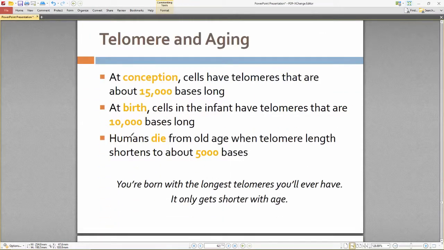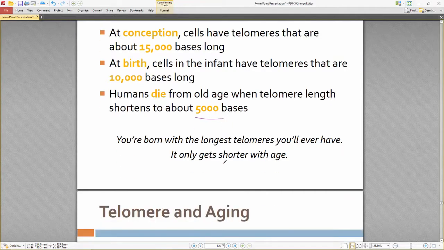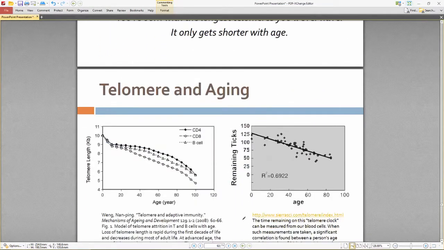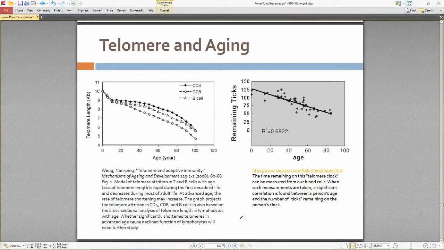At conception, cells have telomeres that are about 15,000 bases long. At birth, the telomeres are about 10,000 bases. Humans don't die because a telomere is 5,000 bases long, but on average when humans die, telomere length is about 5,000 bases. As Ms. Law has added here, you're born with the longest telomeres you'll ever have. It only gets shorter with age. So let's look at a little graph here, telomeres and aging.